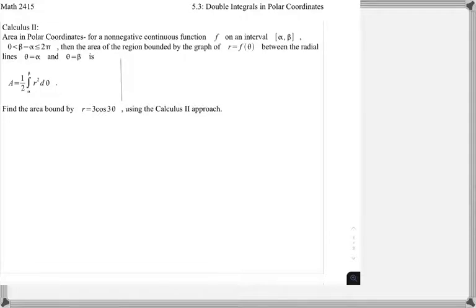Then the area of the region bounded by the graph of r equals f of theta between the radial lines theta equals alpha and theta equals beta is equal to 1/2 integral from alpha to beta of r squared d theta.